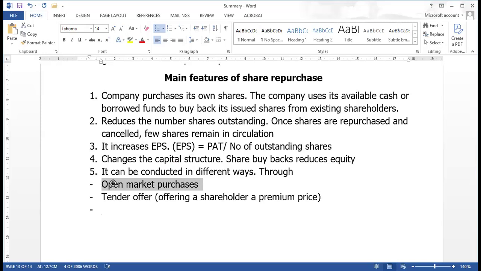Or it could be around the private negotiated purchase where you rearrange. Okay. So really the method chosen depends on what? Depends on the company's objective and the market conditions. The method you can use. So that is another feature.